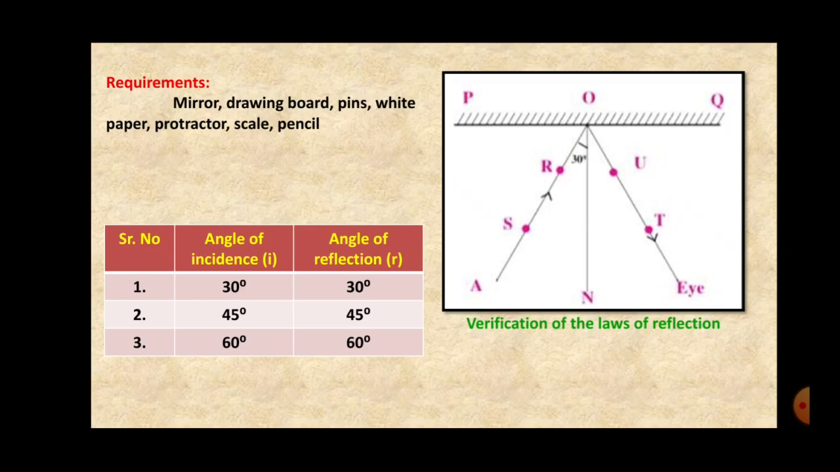We can then again move on and we can form a third line at 60 degrees, and then when we see the reflection of this incident ray from the other side of the normal, we will put 2 pins and we will draw a line joining O with these two pins, and we will see that angle of reflection will be angle of incidence, that is 60 degrees. So this is how we can verify the laws of reflection.